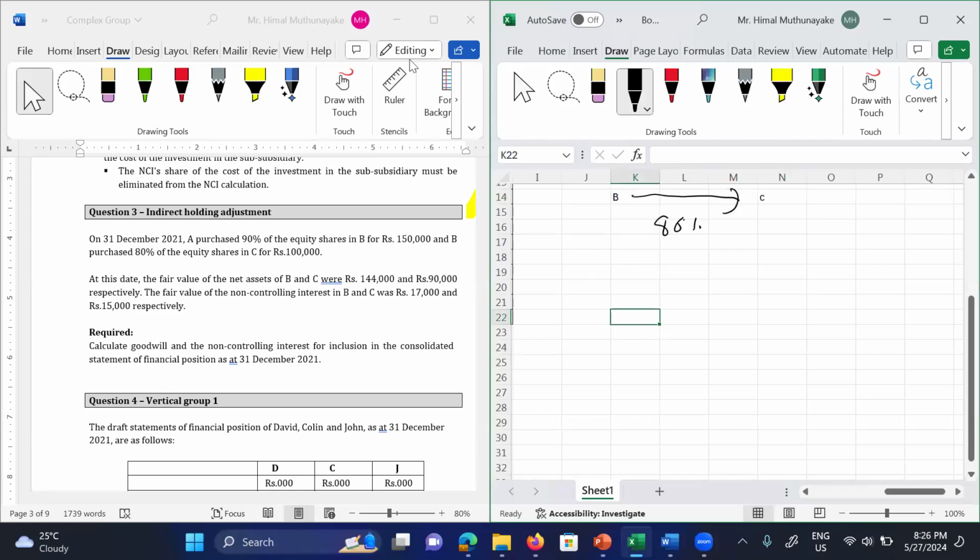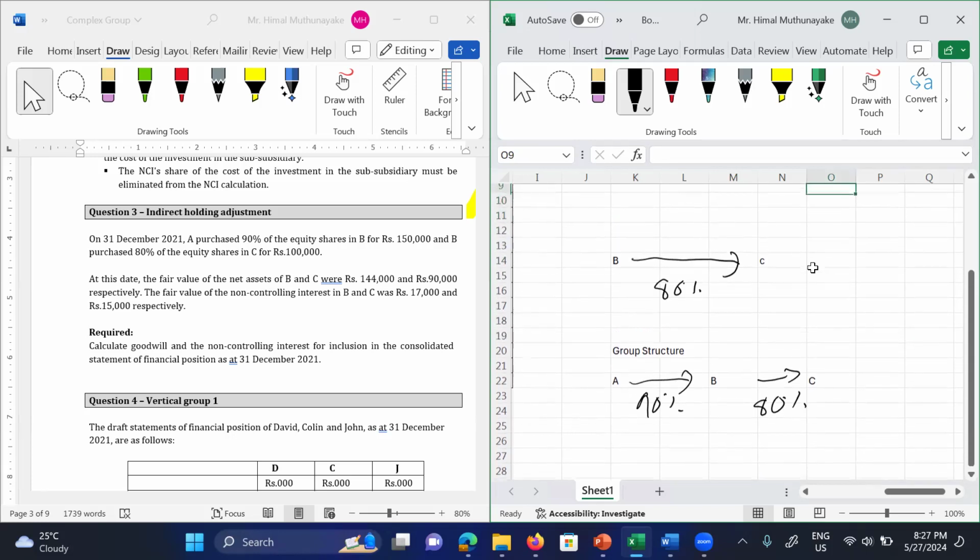I think you can see both documents, right? Okay. Group structure. When it comes to group structure, A, B, and C, right? So we know 90%, 80%, right?